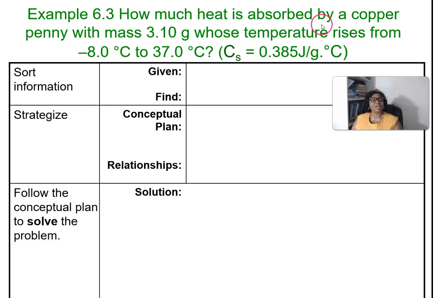How much heat is absorbed by a copper penny with a mass of 3.10 grams, whose temperature rises from minus 8 degrees Celsius to 37 degrees Celsius? The specific heat capacity of copper is 0.385 joules per gram per degree Celsius.